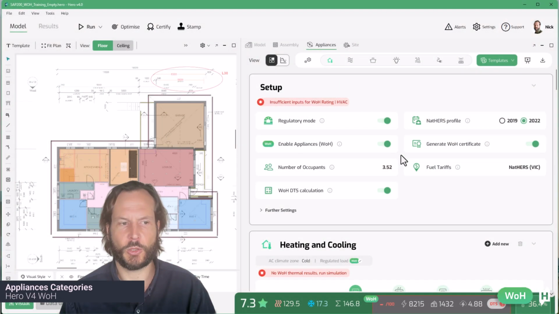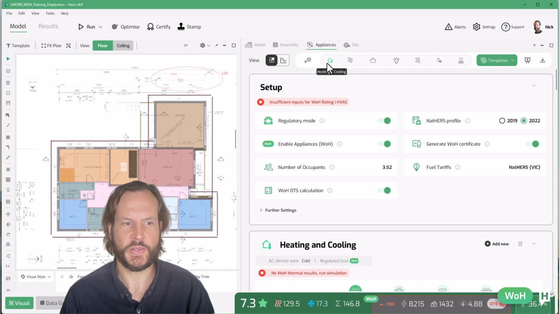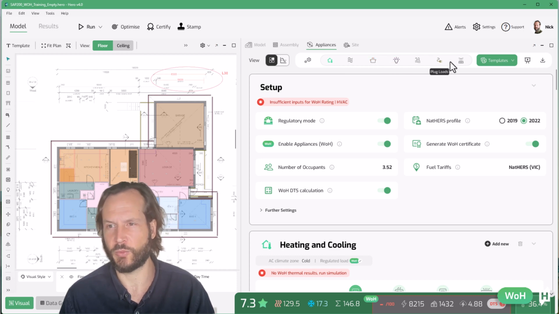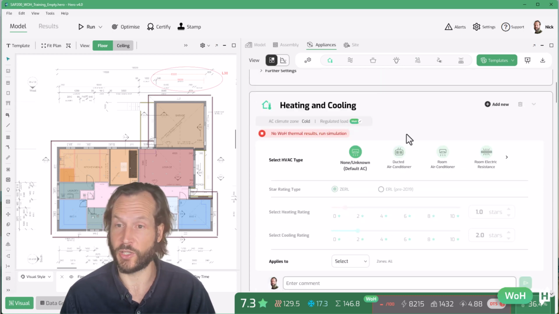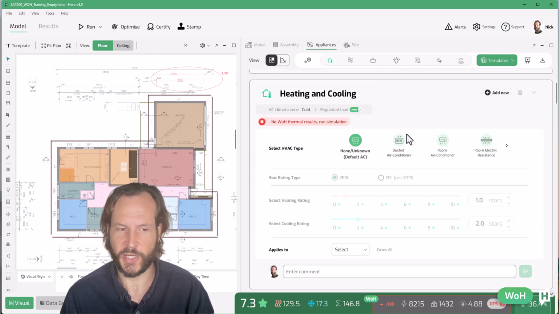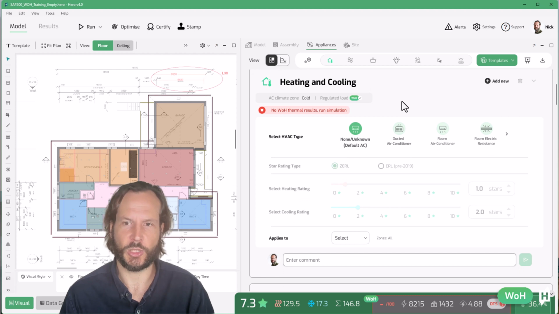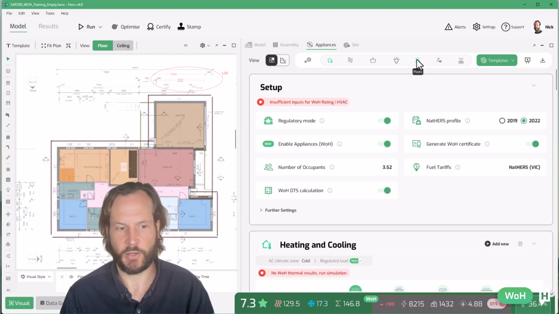Okay, let's take a look at each of these appliance categories that make up this Whole of Home rating. So there are a range of appliance categories in Hero, each of which is either a regulated or non-regulated load. The regulated load categories are those that will contribute and affect your Whole of Home rating, and these are heating and cooling, or HVAC, hot water, lighting, pools and pool pumps if you have them, and then solar PV and batteries if you have them.